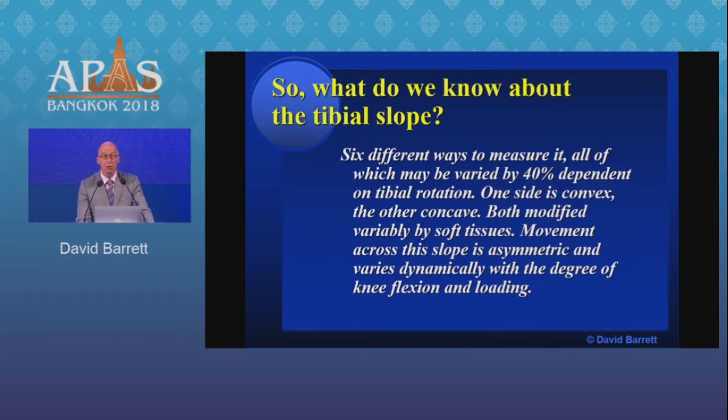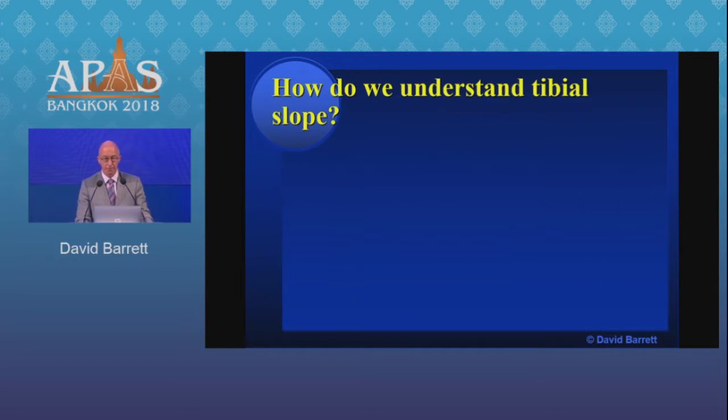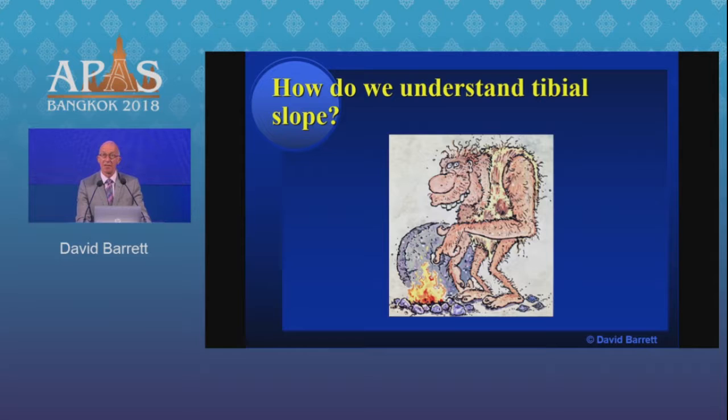So it's super complex. In fact, it's not a slope at all. It's a complex viscoelastic 3-dimensional structure which functions variably depending on how our foot and our heel hits the floor. And the movement across our tibial slope is probably never the same twice. So, how do we understand a tibial slope? And when we say we're going to cut it at 3 degrees, do we really know what we're doing?